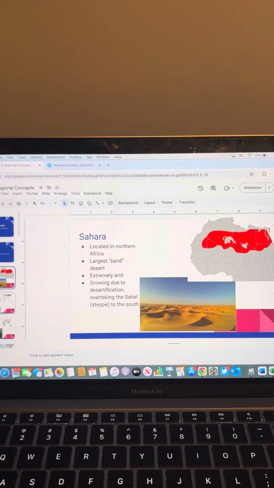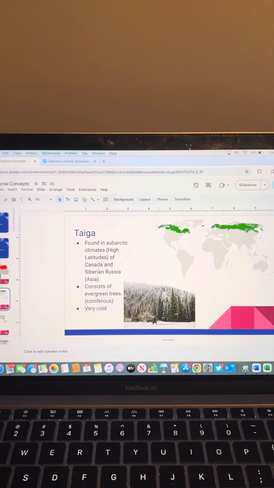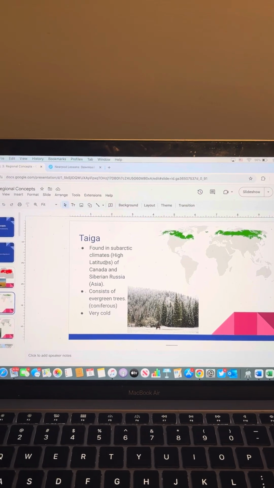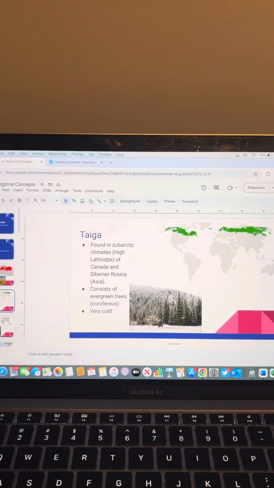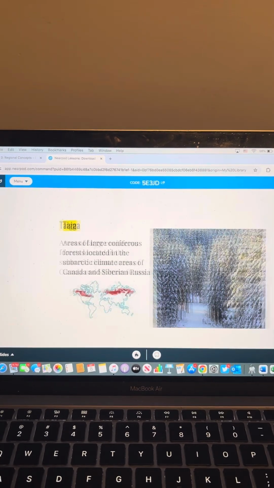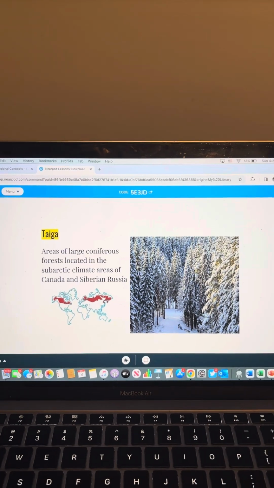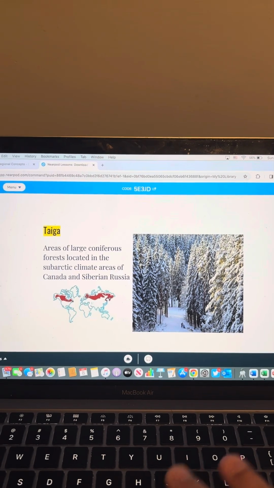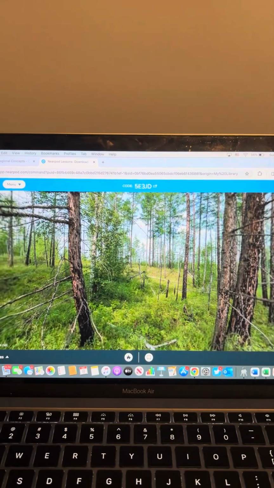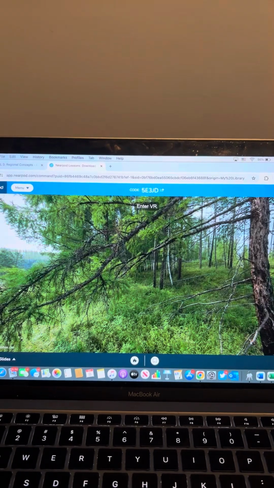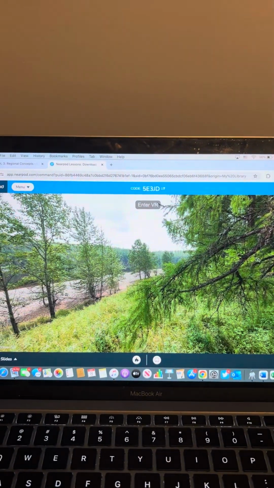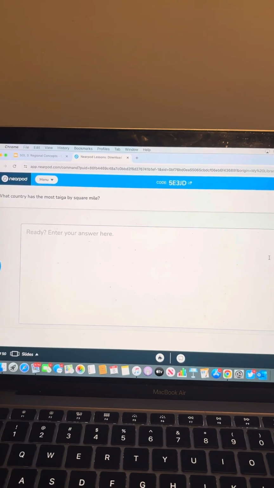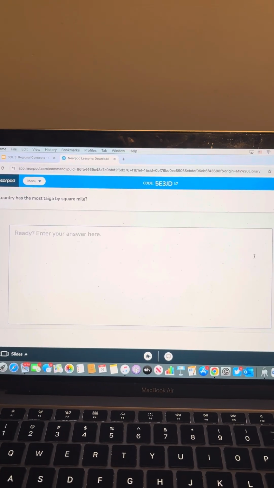Moving on to the next slide is the Tiger region. Again, this would be my PowerPoint slide that I would have up in the front of the class. As I'm going over this slide, I would have the students flip to the next slide on the Nearpod, and again I'd have them hold here so they don't get distracted. Here we have another virtual reality experience of that physical region. We can go to the next one, and here we have another quick short answer question that I'd be able to have them answer right away.